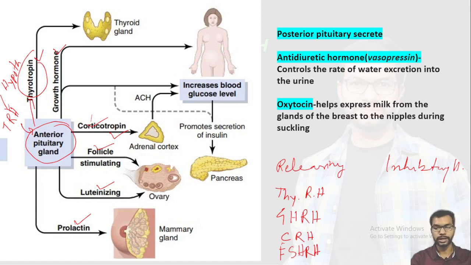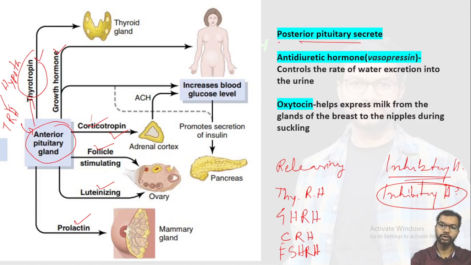Luteinizing hormone, prolactin. But in case of prolactin, the hypothalamus secretes inhibitory hormone. In case of prolactin only; all others are stimulated by releasing hormone, only prolactin is controlled by inhibitory hormone from the hypothalamus. Okay. Then posterior pituitary secretes only two hormones: one is antidiuretic hormone, also known as vasopressin, and one is oxytocin. ADH controls the rate of water excretion into urine, and oxytocin helps to express milk from the glands of the breast to the nipple during suckling of the baby.